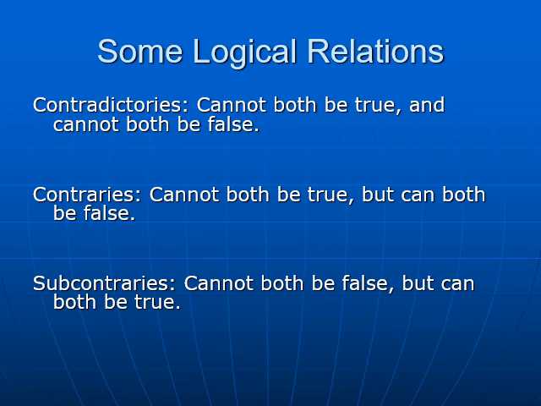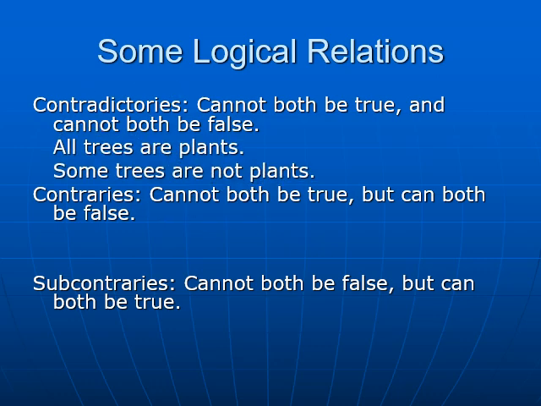Let's start with contradictories. All trees are plants, and some trees are not plants. If you look at that closely, it's pretty obvious. They can't both be true, because one of them excludes the other. But they also can't both be false, for the same reason. If all trees are plants is false, then it's got to be that there are some trees that are not plants. Similarly, going from the other direction, if some trees are not plants is false, then it's got to be that all trees are plants. They can't both be true, and they can't both be false.